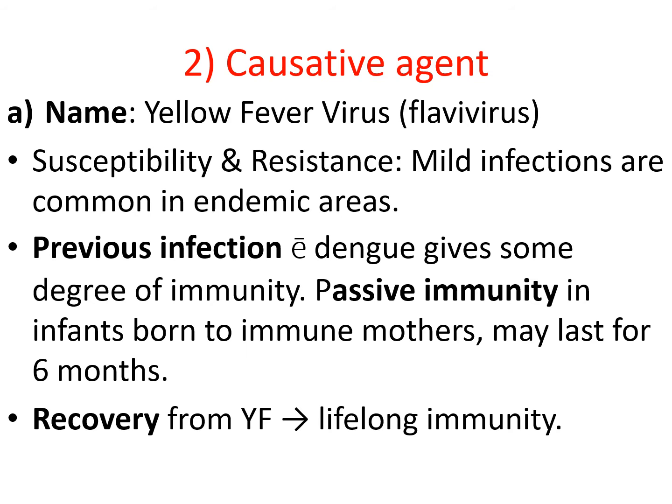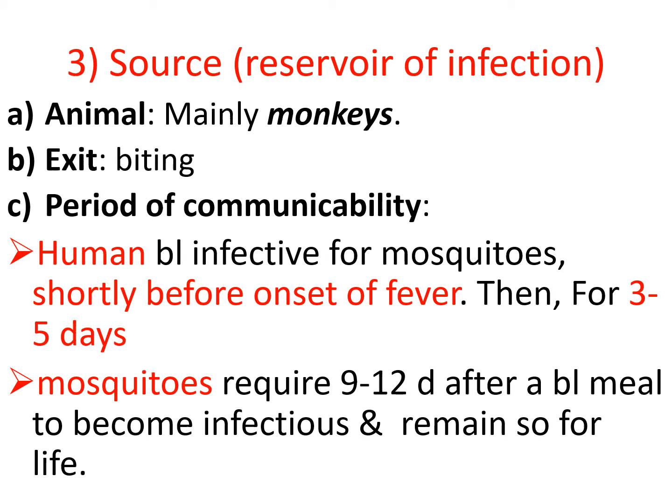Causative agent: yellow fever virus, a flavivirus. Susceptibility and resistance: mild infections are common in endemic areas. Previous infection with dengue gives some degree of immunity. Passive immunity in infants born to immune mothers may last for 6 months, so the immunity may be transmitted to infants. Recovery from yellow fever gives lifelong immunity.